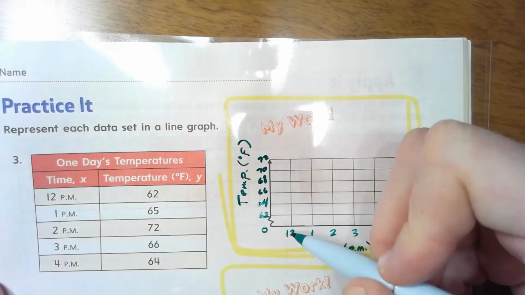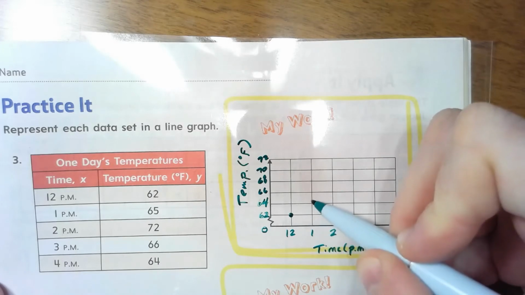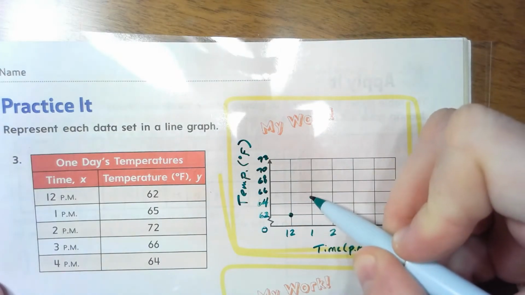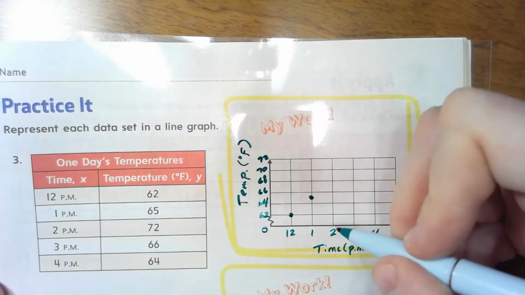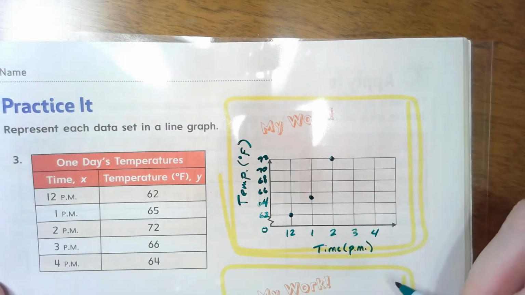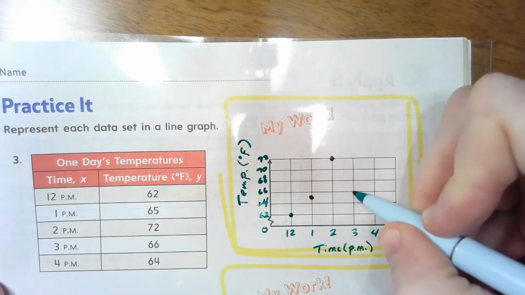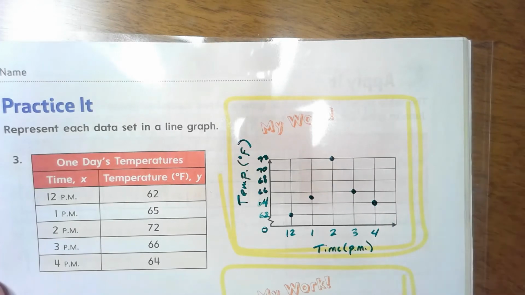So at 12 p.m. it was 62 degrees. At 1 p.m. it was 65. That would be in between 64 and 66. Notice that I'm plotting the data on the lines. At 2 p.m. it was 72 degrees. At 3 p.m. it was 66 degrees. And at 4 p.m. it was 64 degrees.